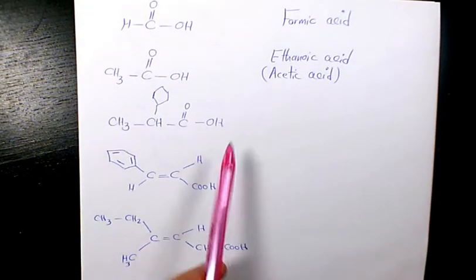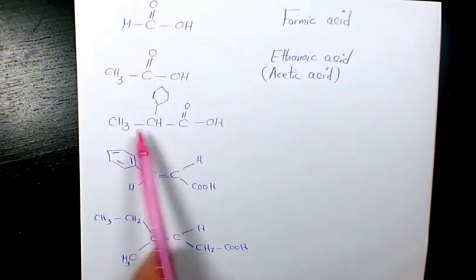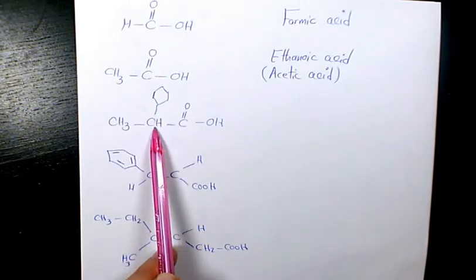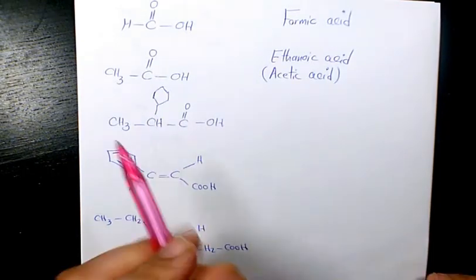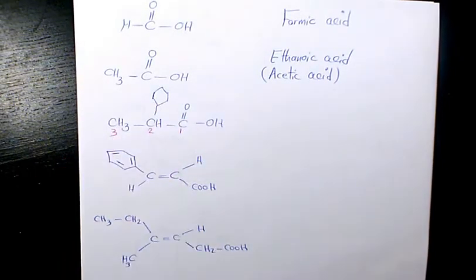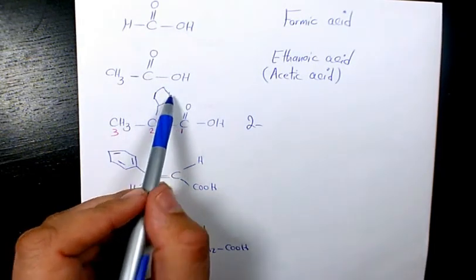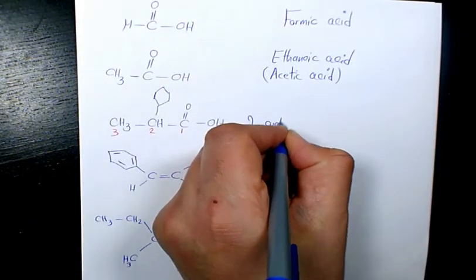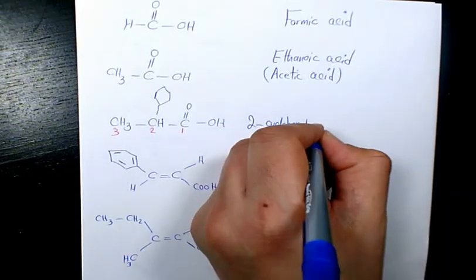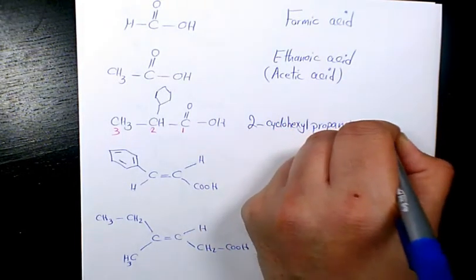Next one, we have again an acid in here. We have a branch here, and we have cyclohexane connected to this carbon here. So numbering has to start from here, 1, 2, 3. So we call it 2. This group is cyclohexyl. So we have 2-cyclohexyl propanoic acid.